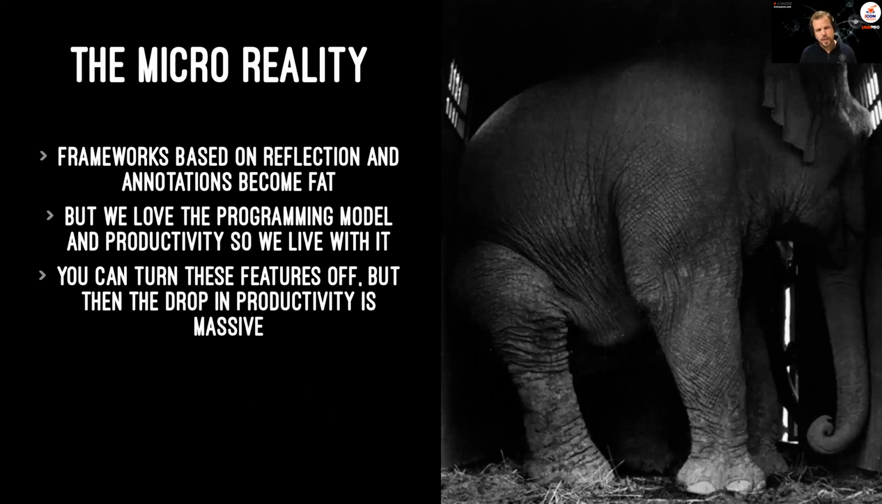The micro reality of where we are today in these modern architectures is that frameworks that are based on reflection and annotations have become pretty fat pretty quickly, but folks really enjoy the programming model that these annotation-based programming models have provided. In fact, annotation-based programming models in the Java space are still the most popular way to build applications. And if you turn these features off, which you can in most cases, and you handcraft your application, then the drop in productivity is massive.